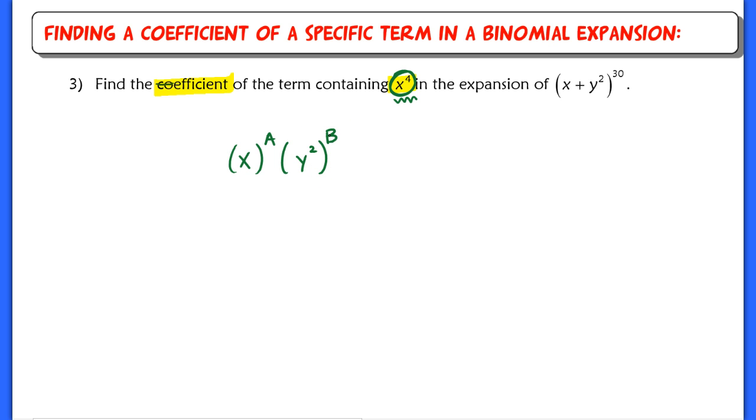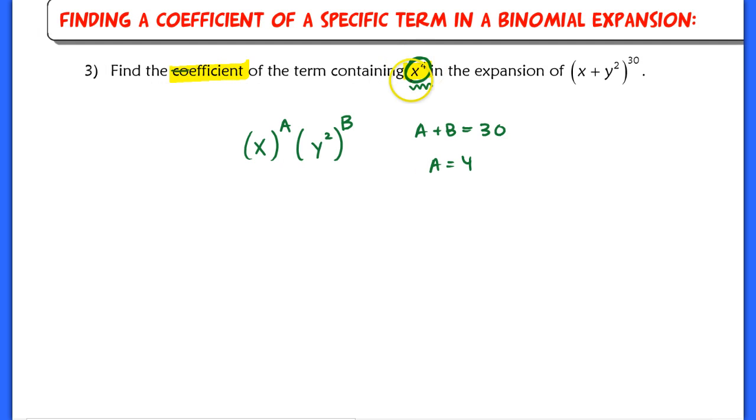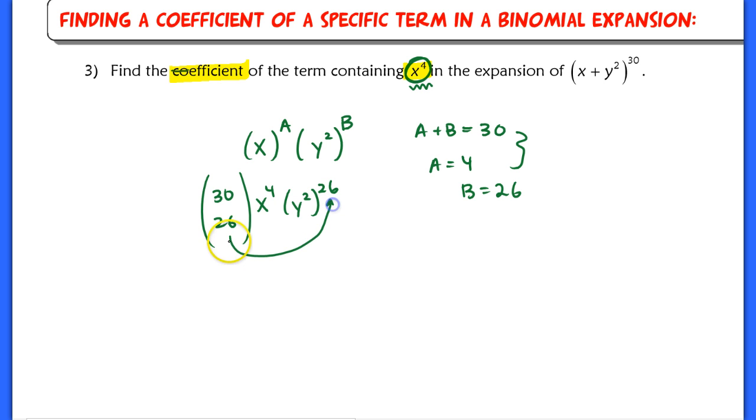We're going to call those powers a and b for right now. Well, we do know two little things. We know that a and b together should add up to 30. Okay? We also know that a should equal 4 because that's the whole point, is we're trying to find the term that contains x to the 4th. So basically this is a system of equations where we have a equaling 4 and therefore b equaling 26. Now that I know that this is x to the 4th times y squared to the 26th, now I know what I should put inside my binomial coefficient. Here I should have 30 choose 26 because these are supposed to match.